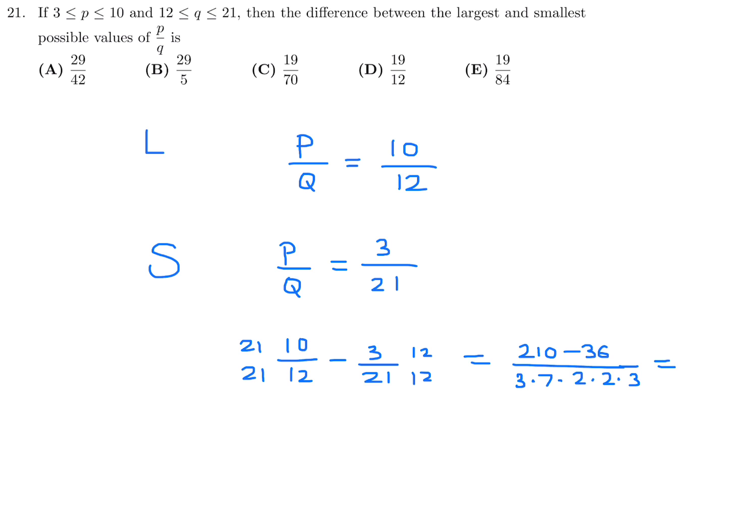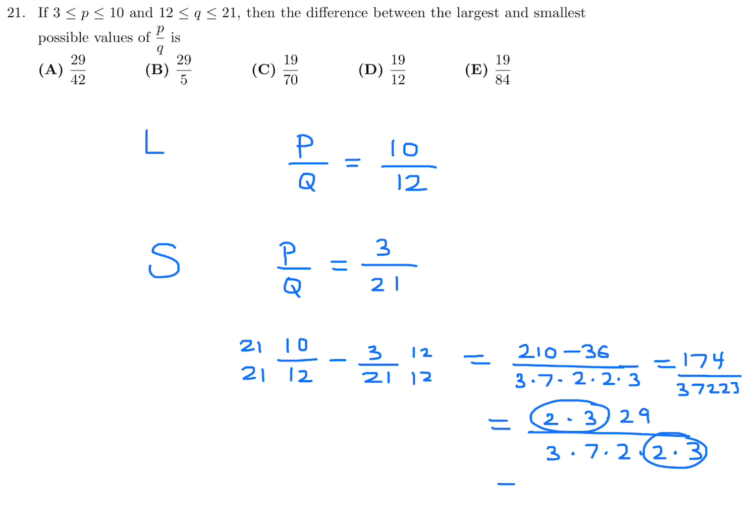This is going to be 174, all over 3, 7, 2, 2, 3. Those are prime factors. So 174, I believe, is 2 times 3 times 29, and that's over 3 times 7 times 2 times 2 times 3. These guys cancel, and we are left with 29 over 42. So there you go. 21 is 29 over 42, which is choice A.